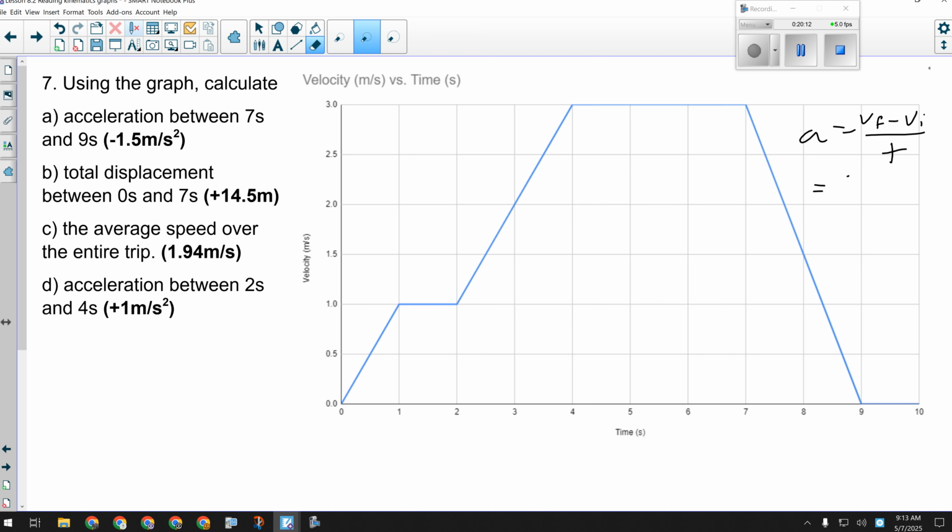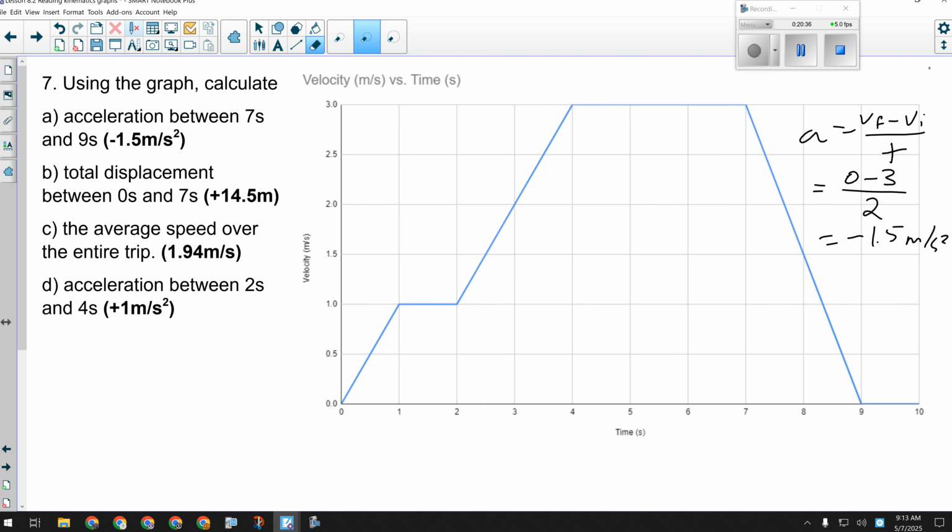Right? So we go, final velocity is 0, initial velocity is positive 3, and that takes 2 seconds. 0 minus 3 is negative 3. Negative 3 divided by 2, negative 1.5 meters per second squared. Yeah? Okay? Does everyone kind of follow what we did there?